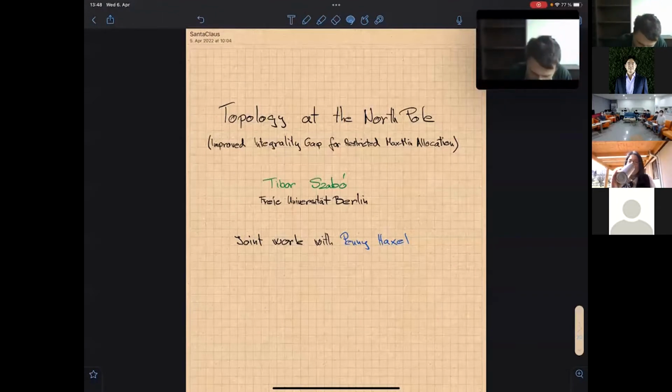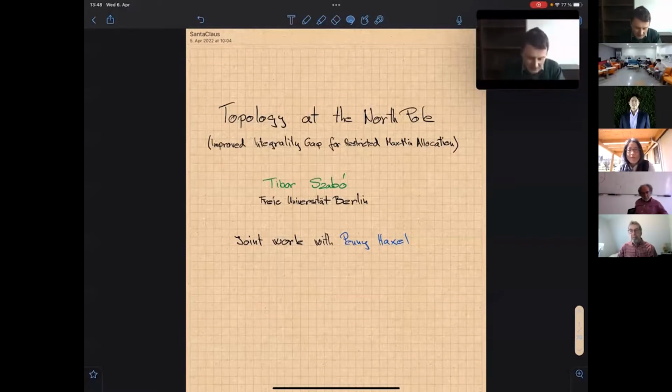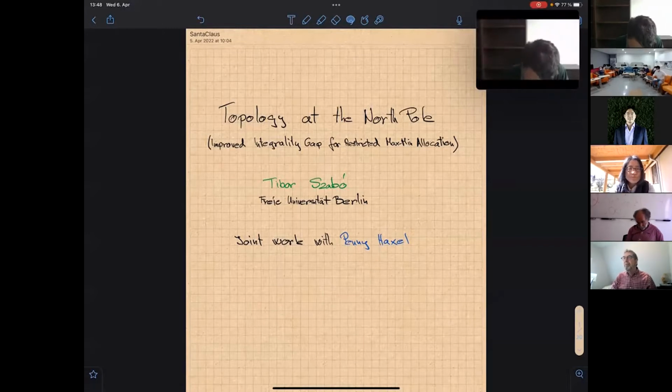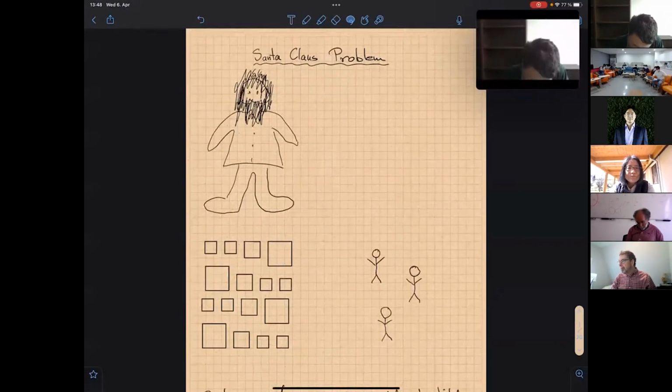So I will focus on this one problem, which you can read in the boring part of my title, which is just: improved integrality gap for restricted max-min allocation. And now I explain the main title, or at least one part of it. I will talk about the Santa Claus problem.